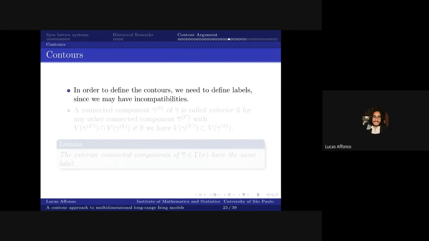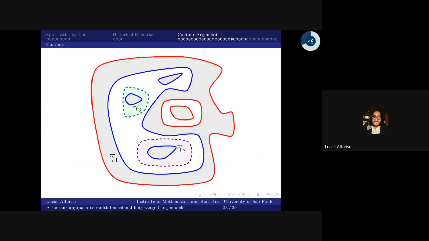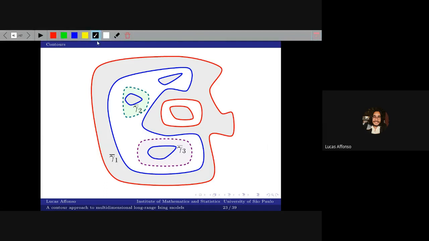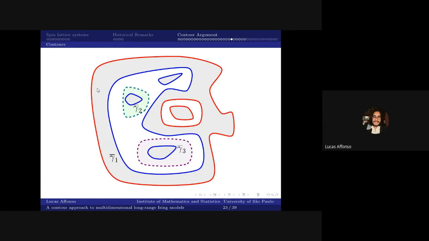So our work was based on the notion of incorrectness points that are present in the work of Park. And in there, in order to define properly the contours, it's not sufficient to only have geometric information. You should also have information about the boundary. What I mean by that? Look at this picture right here. Since the gray region is the incorrect points, as we talked before, when you go outside the gray region, you are in a correct region. So in this region, all the spins should be equal.